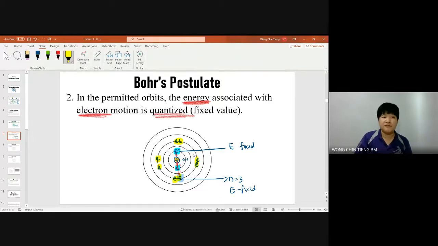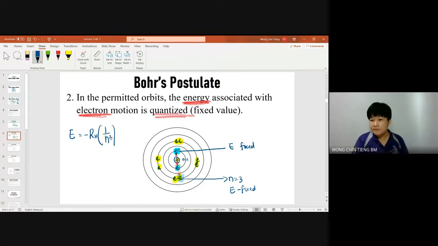Okay? And we have a formula to calculate that. The energy for this will be negative RH times 1 over n squared. Dan kenapa negatif sayang? Sebab elektron bercharge negatif, so daya tarikan dia kat situ. The negative is only to show the force of attraction. The n, obviously, is the energy level. Okay, so this is the formula to calculate the energy of this electron in the specific energy level.